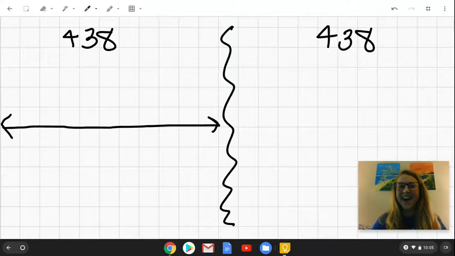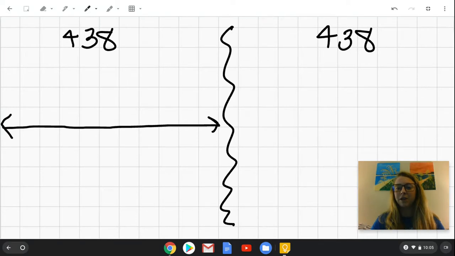Hey, you guys. So today I just want to do a quick little lesson about rounding whole numbers. I know sometimes this can be kind of tricky. So I'm going to show you two different strategies to help you remember how to round. If you look at my paper, I've already split it into two, because I'm going to show you two strategies.